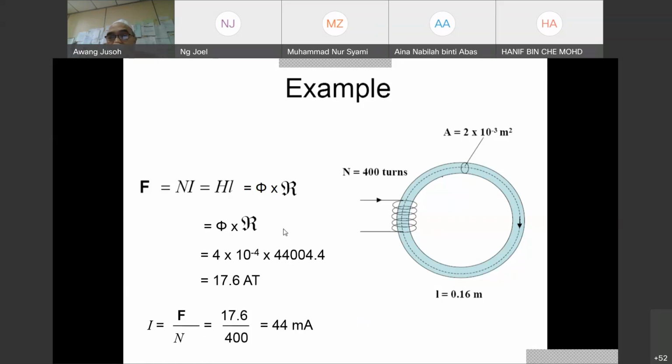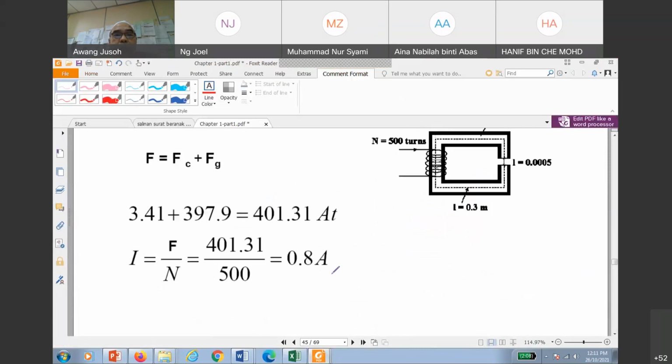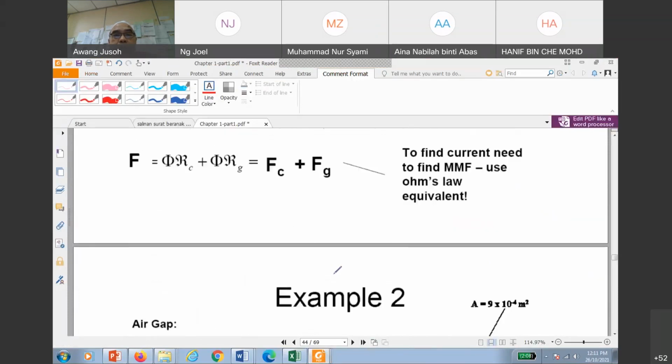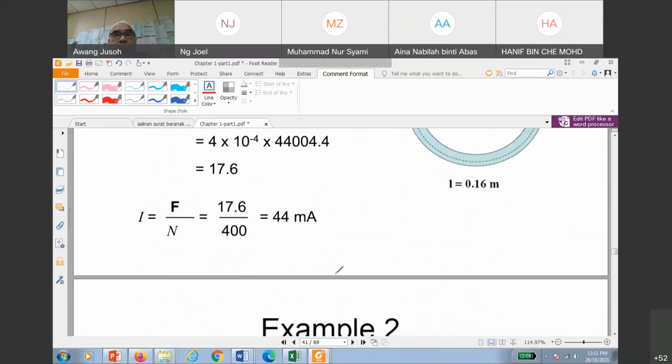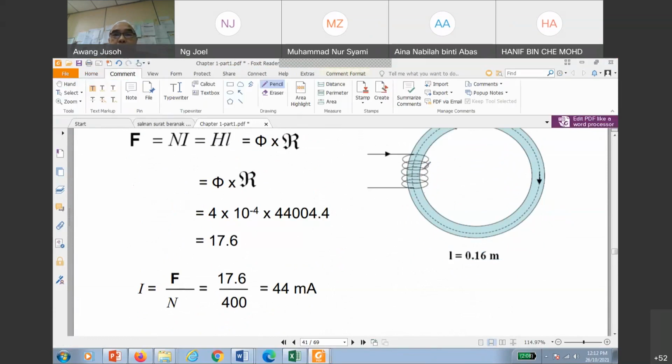So this circuit basically has just one material only. That means we can do this example. I go to this chapter 1, part 1. If we plot the graph, the circuit is just a simple circuit. We have this Ni, this current in turns, and this flux. So the circuit is just like that. If you want to solve the problem, you just put it like that, a simple circuit.